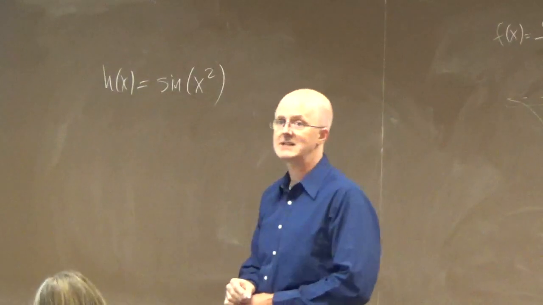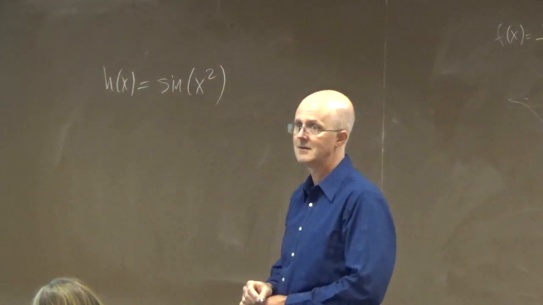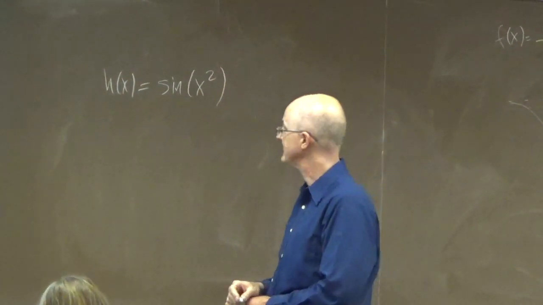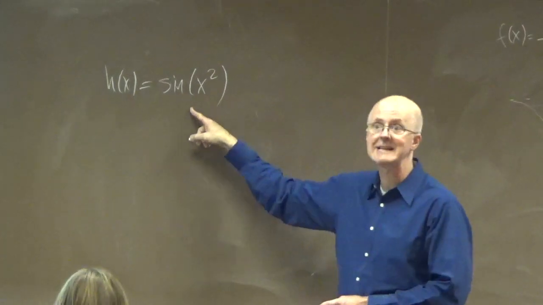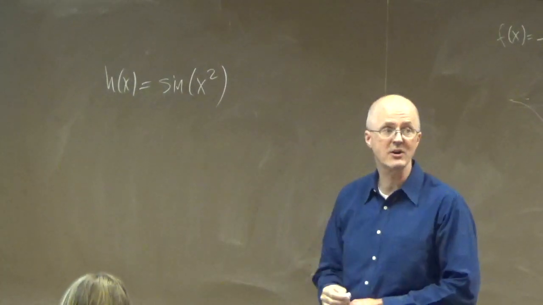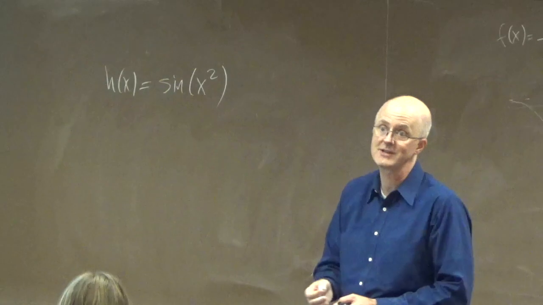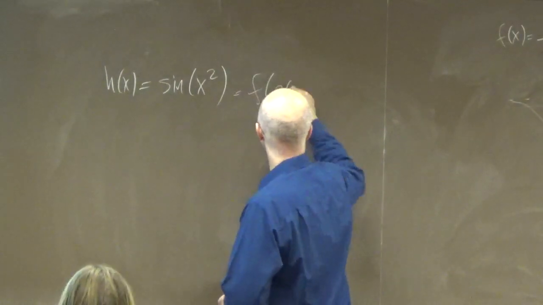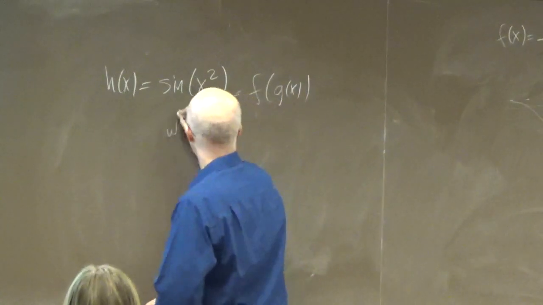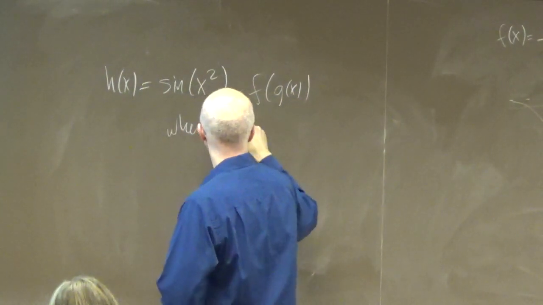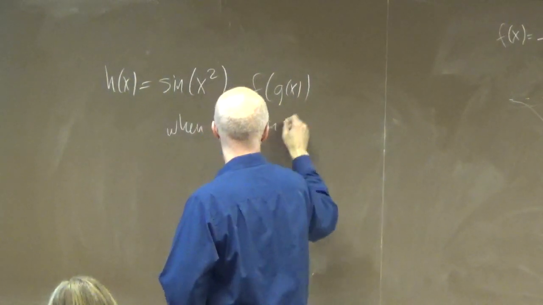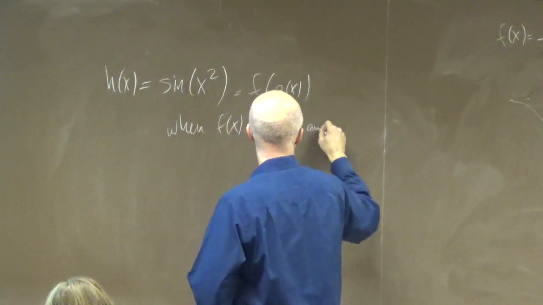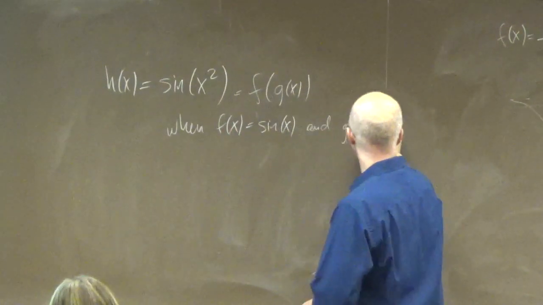Let's say it's sine of x squared. That's a composition. Do x squared first, then take the sine. The inside function is the squaring function. The outside function is the sine function. This would be f of g of x, when f of x equals sine of x and g of x equals x squared.